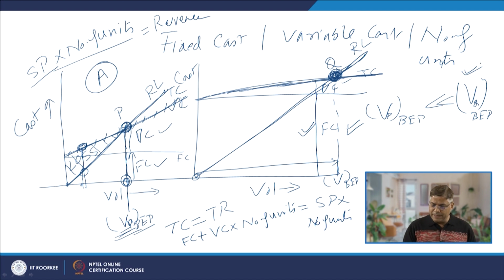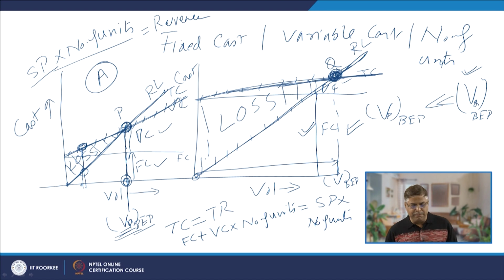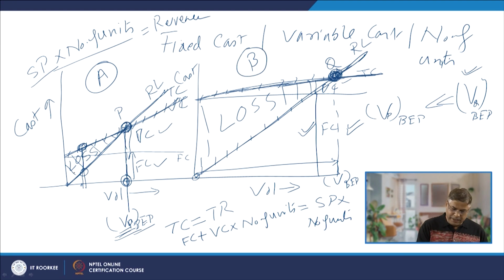So, if we see all this region between the total cost line and the total revenue line, all this region will be the loss making region. For all these volumes, the company will be making losses at this location, say B, while in case of A, this region is comparatively small.